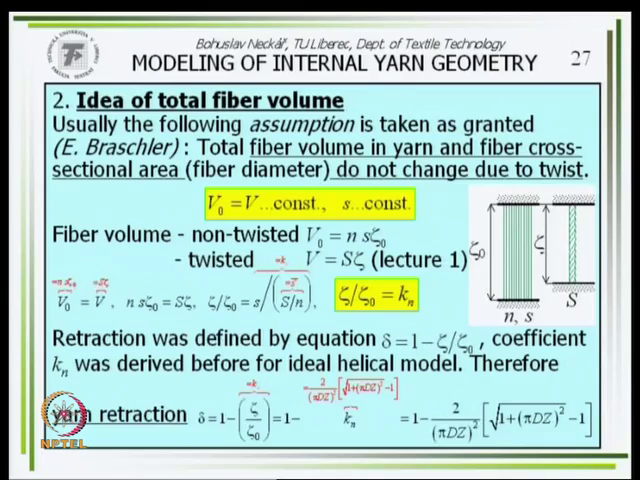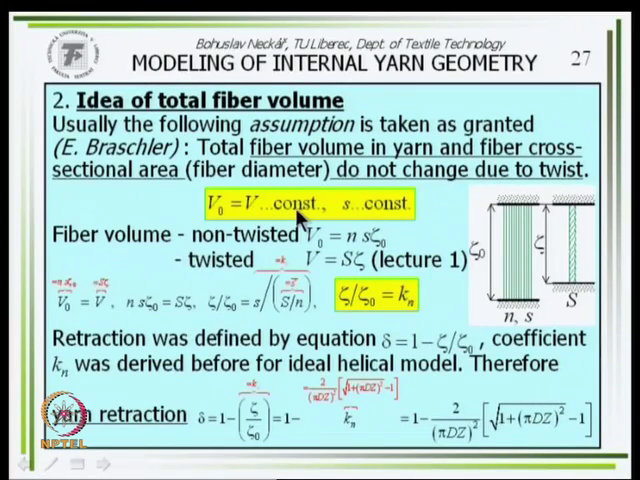Maybe on the yarn periphery, the fiber is a little longer and the volume of such fiber is a little smaller, maybe. In the center it is a little pressed, so it can be the opposite. But these differences are so small that Brashler mentioned that this assumption is possible to use. When we use this, we can write V0 is equal to V, so that it's a constant, yeah? And also fiber cross-section S is constant, no change through the process of twisting.